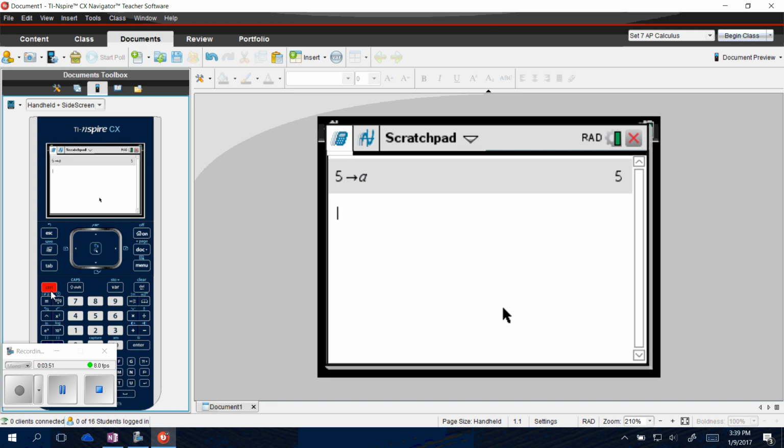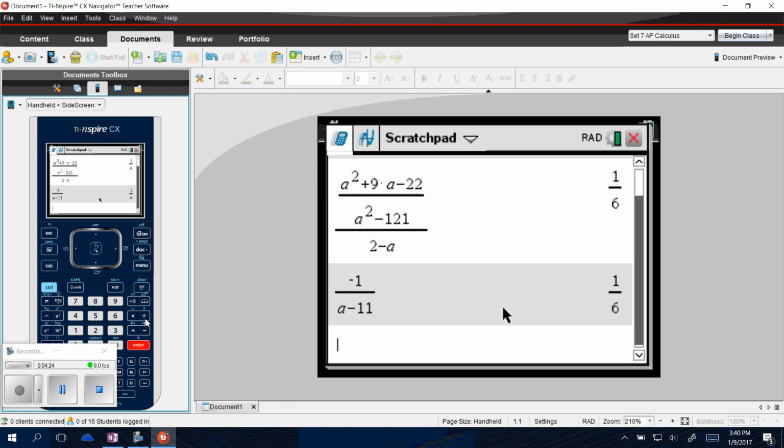Type in the original fraction: a squared plus 9a minus 22 divided by a squared minus 121 divided by, this is the original part, 2 minus a. I get 1/6. Okay, fine. See if that's the same as your answer. So control divide, negative 1 over a minus 11. Do you get 1/6? Yeah, then you know you answered the question correctly. That means you're doing a good job.